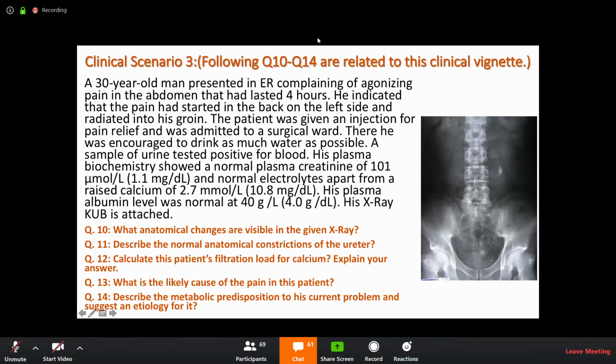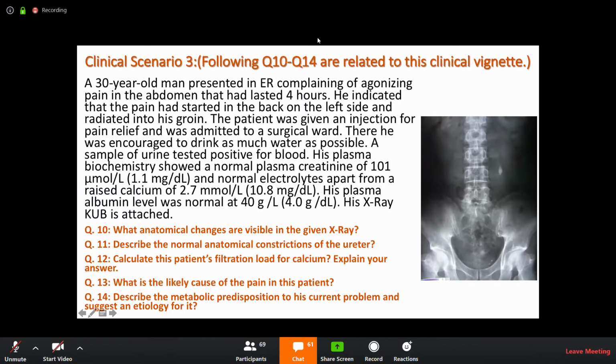Okay, wonderful. We're waiting for questions, so we go on to the final question. So describe the metabolic predisposition to his current problem and suggest an etiology for it. Okay, I'll start with this one. Maybe Dr. Abdullah can chime in a little bit later. Hello? I think Dr. Abdullah is muted. Okay, never mind. I'll start off.